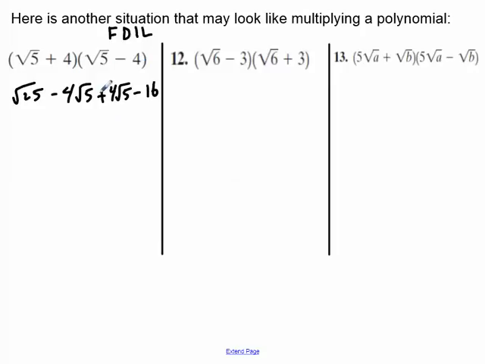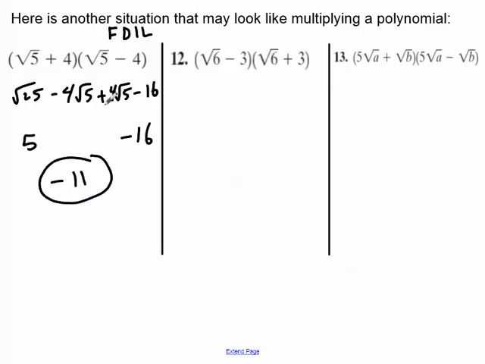Let's see if we can combine like radicals. These guys are like radicals because they've got a square root of 5. So we can combine these. Minus 4 square root of 5 plus 4 square root of 5 is 0. These guys just kind of cancel out. And what we have left is square root of 25 is 5 minus 16. 5 minus 16, negative 11. Done.